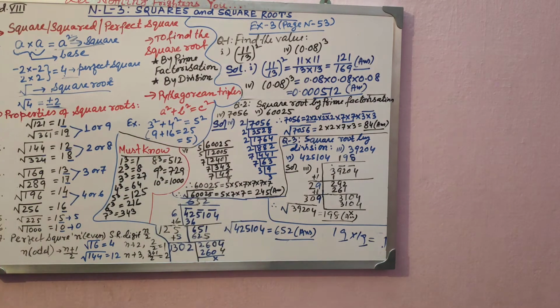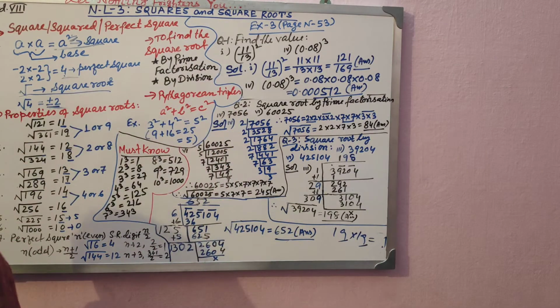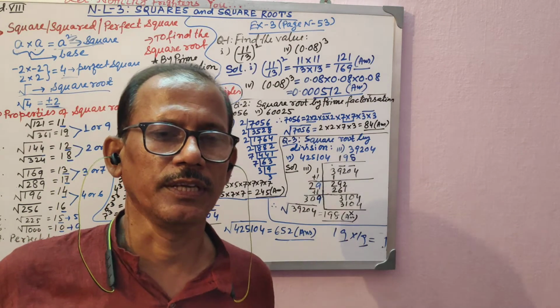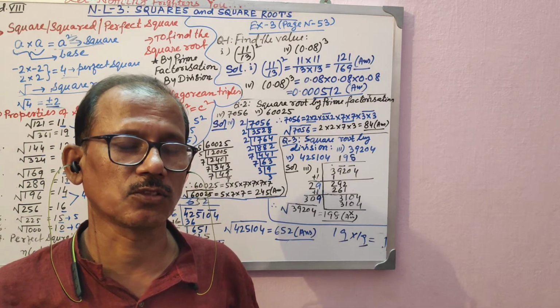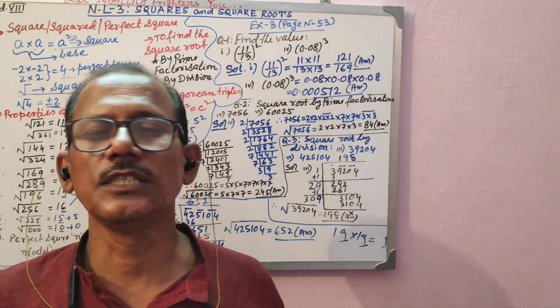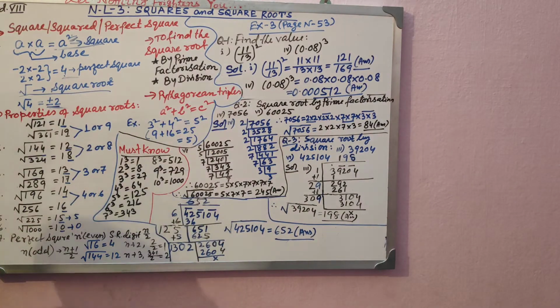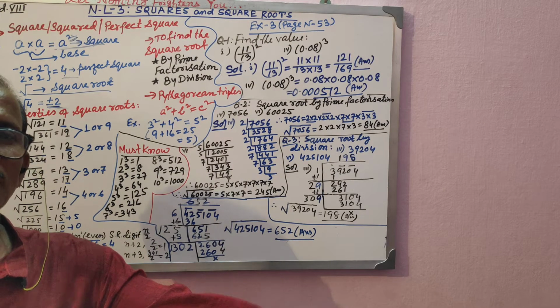So for any perfect square whose unit digit is 1, its square root will end with either 1 or 9. Or if any number's unit digit is 1 or 9, its square will end with unit digit 1 only. I hope you understood this. That means for any number whose unit digit is 1 or 9, its square value will end with unit digit 1.